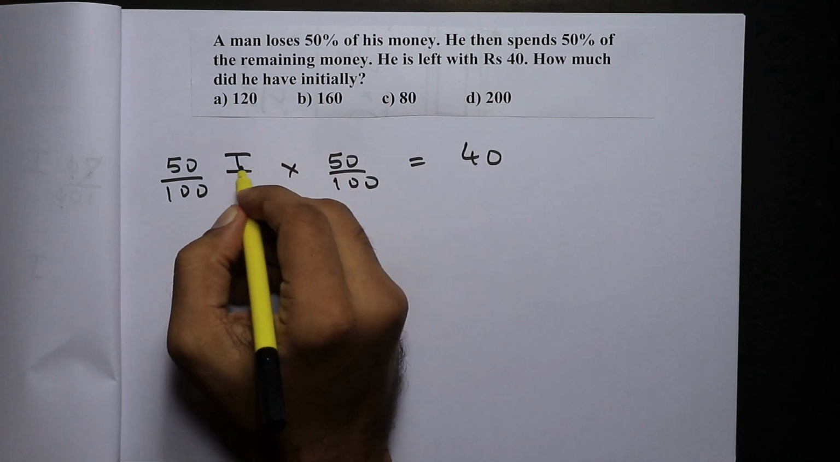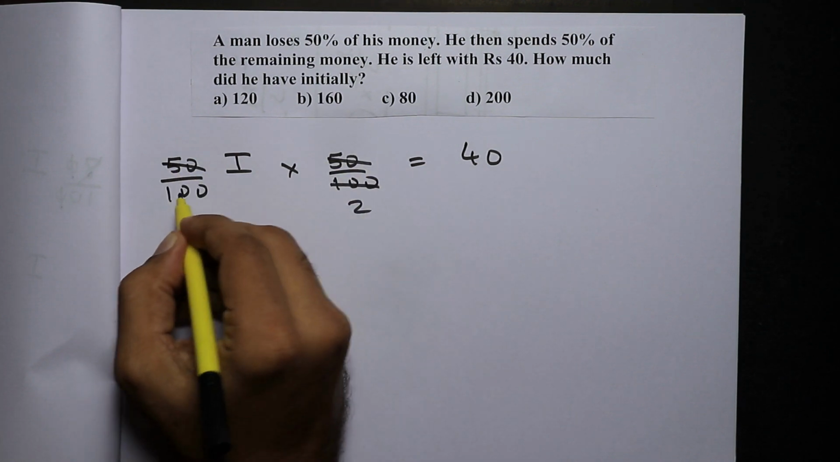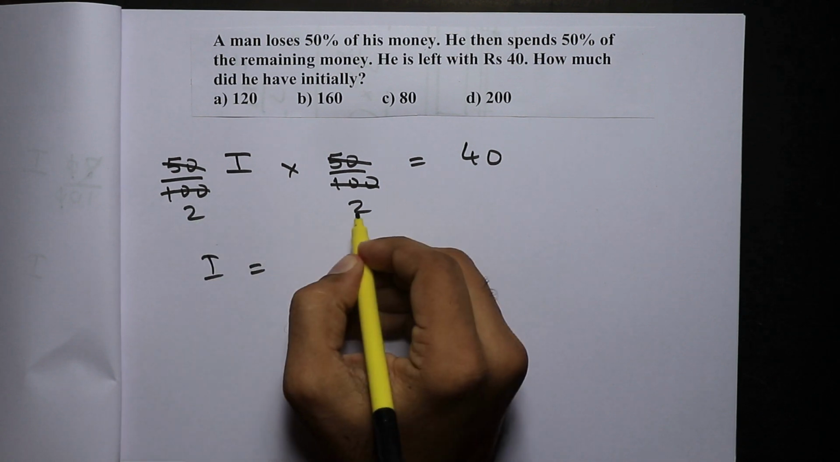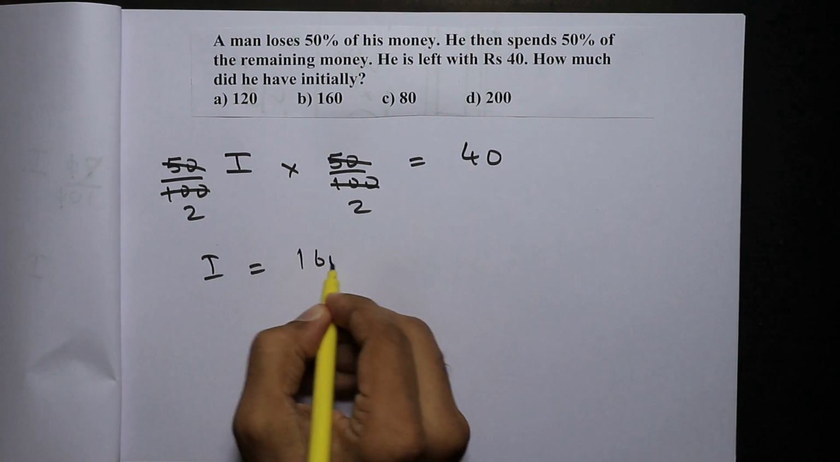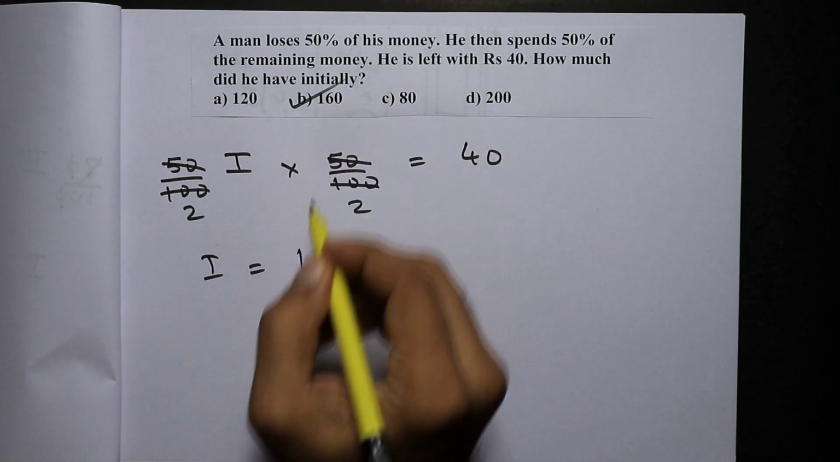So we need to find out the initial amount I. Here goes 2 times. Here also 50% divides 2 times. So I, you will get it as 2 into 2, 4. 4 into 40 is rupees 160. So the initial amount that he had is option B, 160.